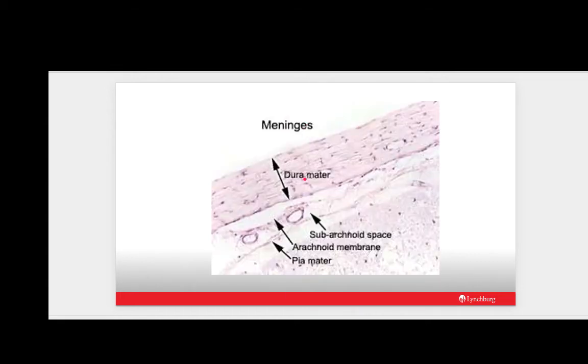Okay, so this is what you can see in a microscopic image. Look how nice and thick that dura mater is. And then we're going to have a subdural space, with arachnoid mater as our next layer. And then we're going to have a subarachnoid space, with pia mater being our next layer.